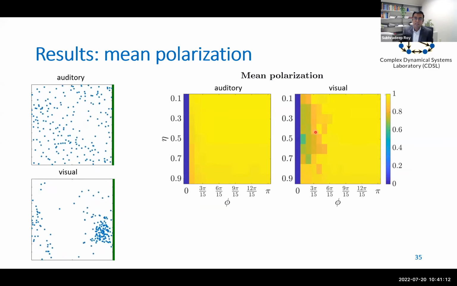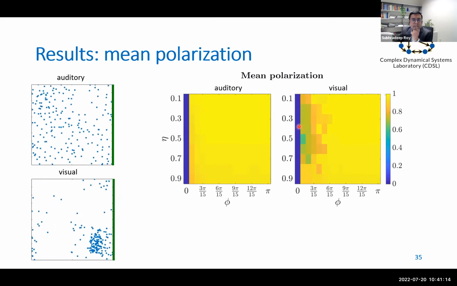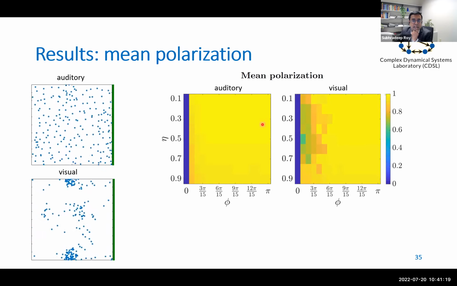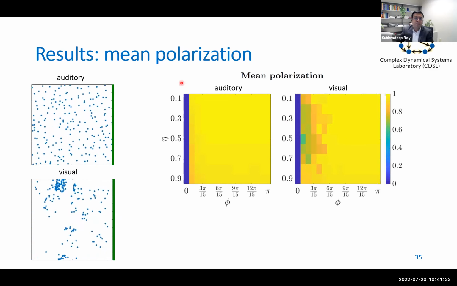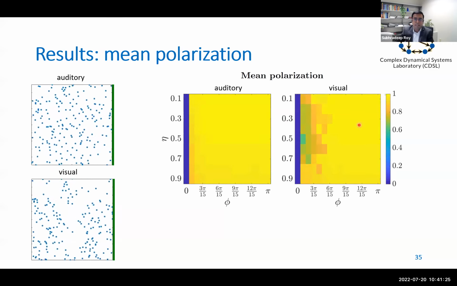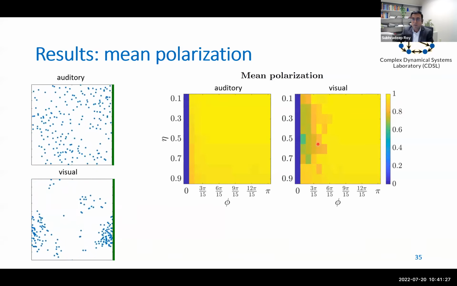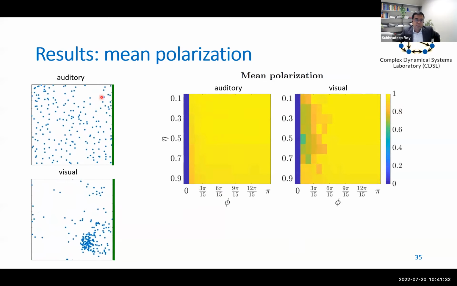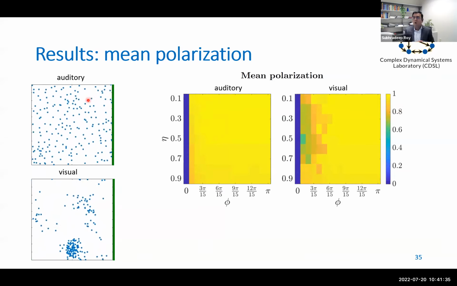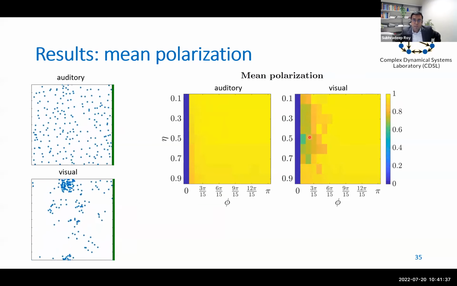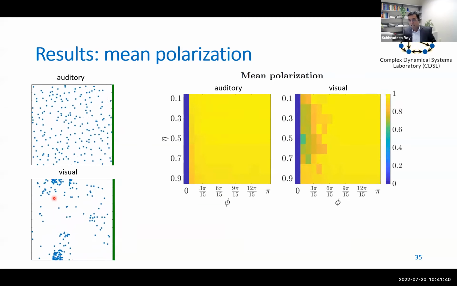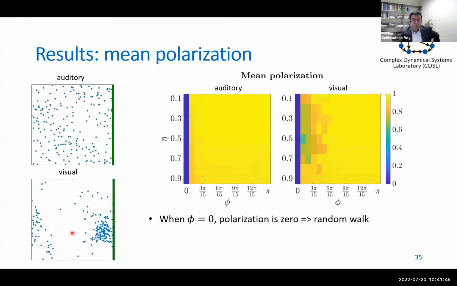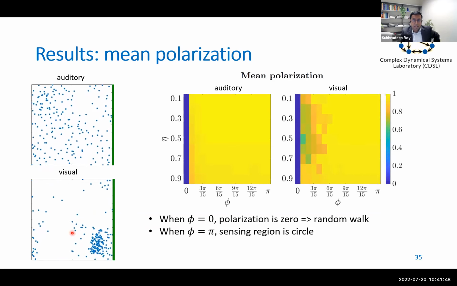So they form clusters. This is the yellow region. So this is the higher value of polarization. This is close to 1, whereas this is not close to 1. This is around 0.8. This makes sense. So auditory has the higher value of polarization over here because all the group has a common heading direction. Whereas in the visual mode, we see they are forming clusters, the clusters having different heading directions, which reduces the polarization.